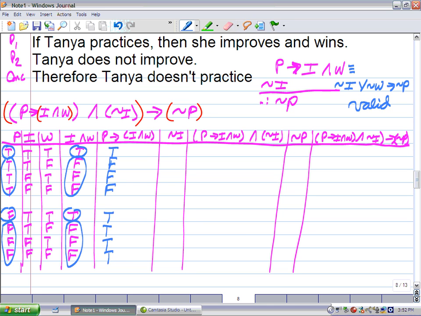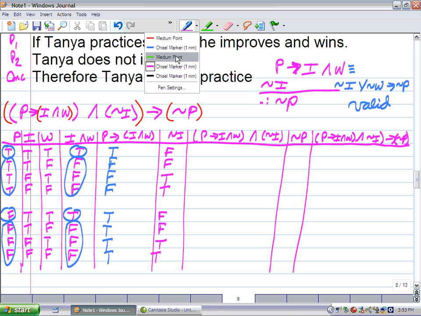Okay, now we got to do the opposite of I. So here's the I. Let's do the opposite of I over here. The opposite of the trues are the falses, and the opposite of the falses are the trues. The opposite of the trues are false, and the opposite of the falses are true.